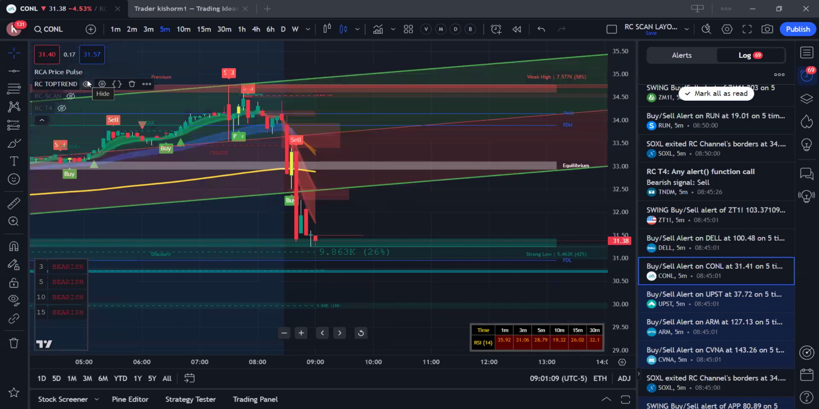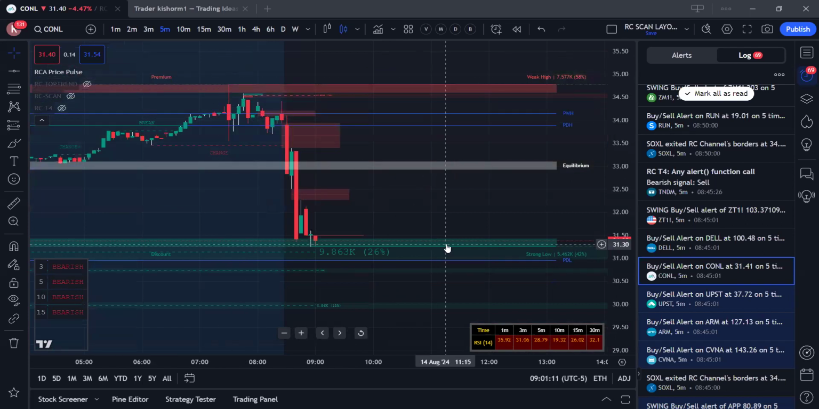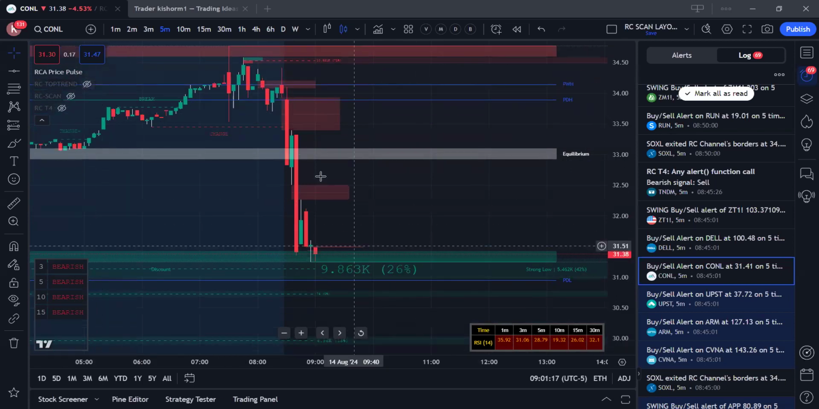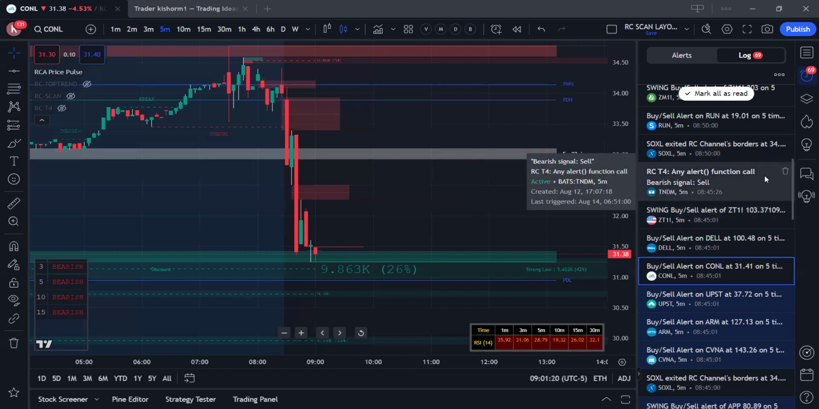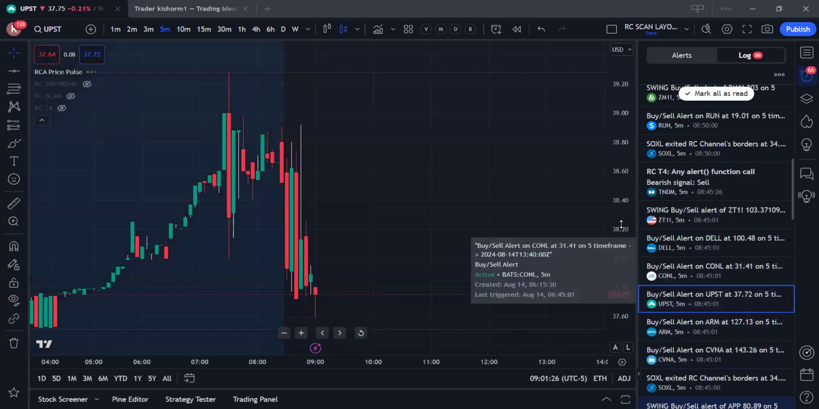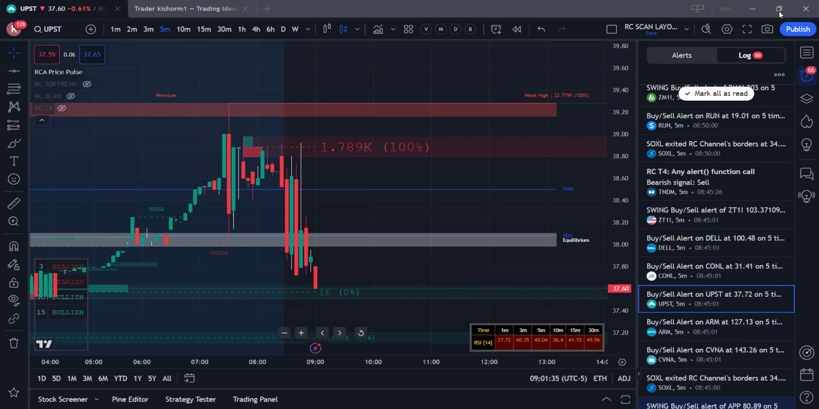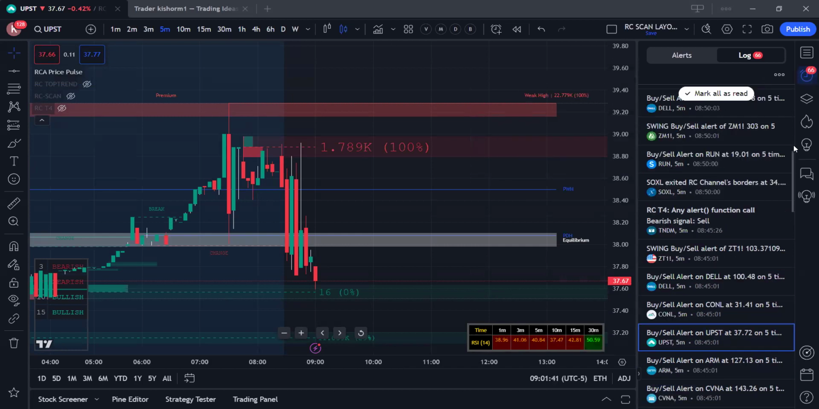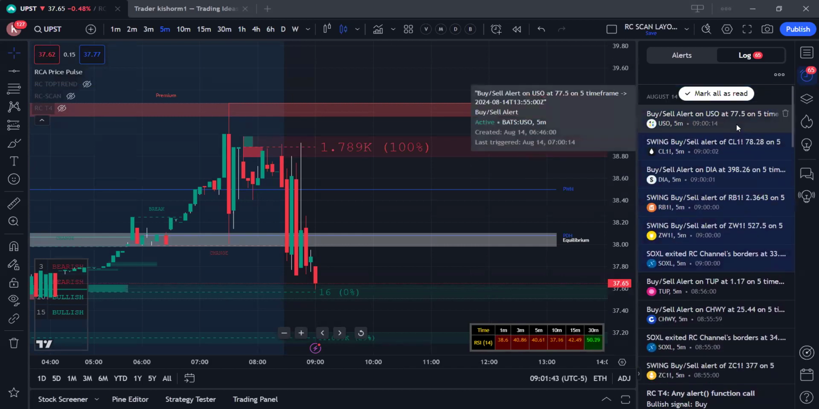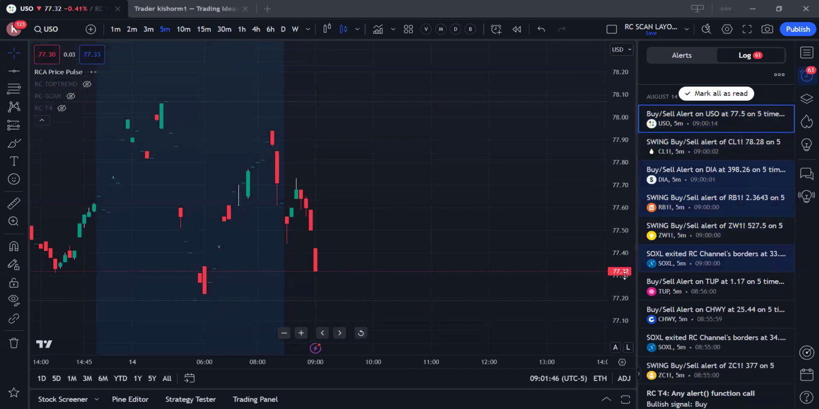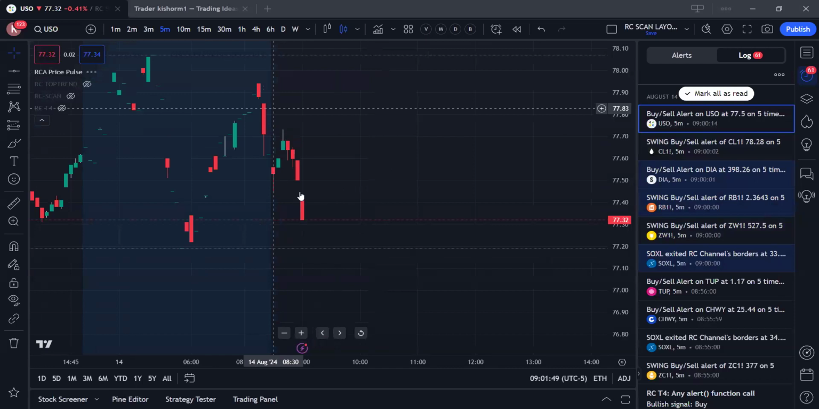If you want to enable, you can enable top trend. Otherwise, you can just start with price pulse and then we can enable all the other indicators later. In USO, you're already holding the puts.